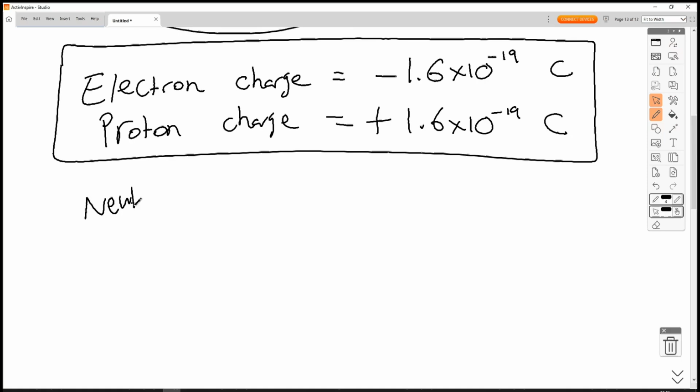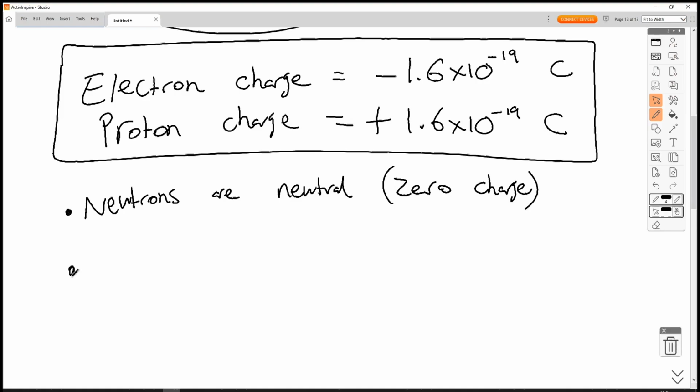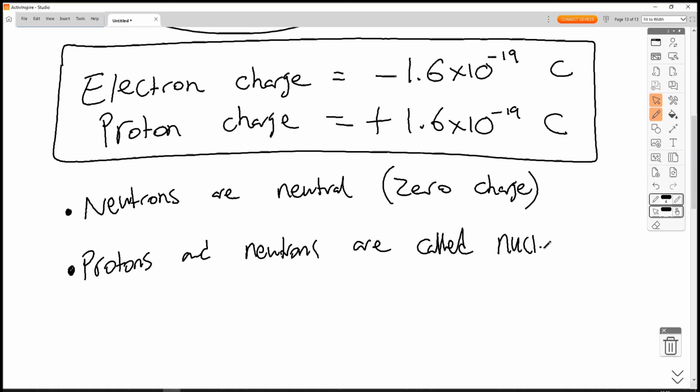The neutrons are neutral, which means 0 charge. And our protons and neutrons will be referred to as nucleons. And we call them nucleons because they live in a nucleus.